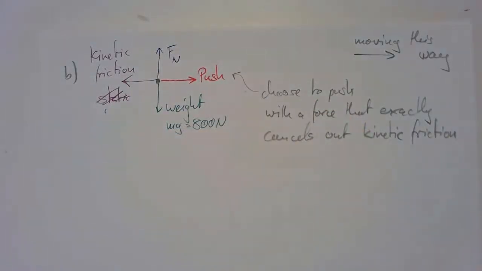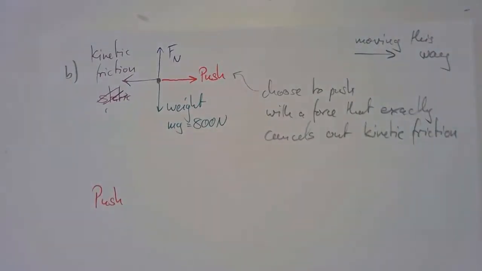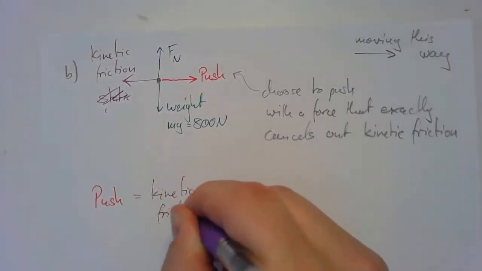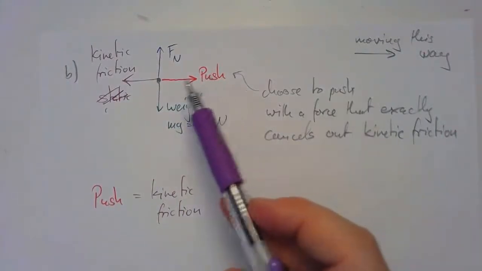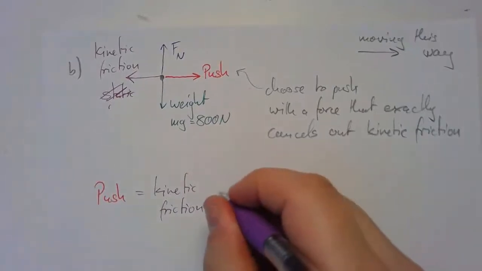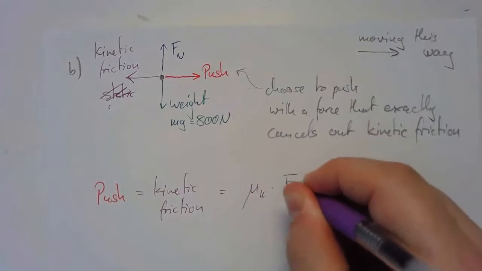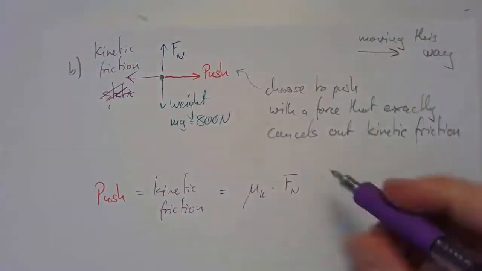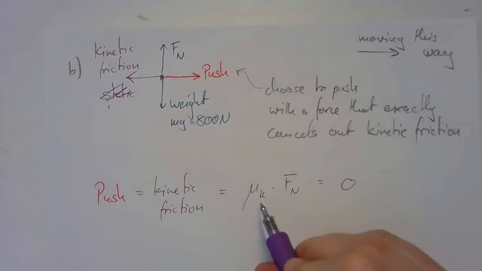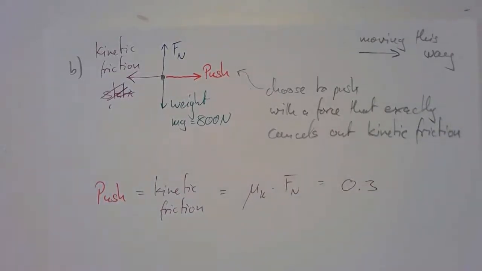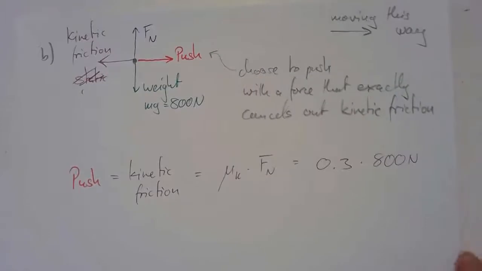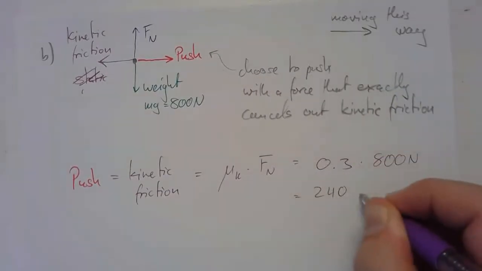Well, it's down first. Push is equal to kinetic friction, and that is true by our choice to keep going at a constant speed, by our choice to push just hard enough to not speed up or slow down, which is equal to mu k times the normal force. Now, the normal force is still 800 newtons, because it just cancels out the weight. There are no other forces in the vertical direction. And the coefficient of kinetic friction was 0.3, right? That's what the problem told us right here. So we multiply that by 800 newtons, and so we end up with 240 newtons.